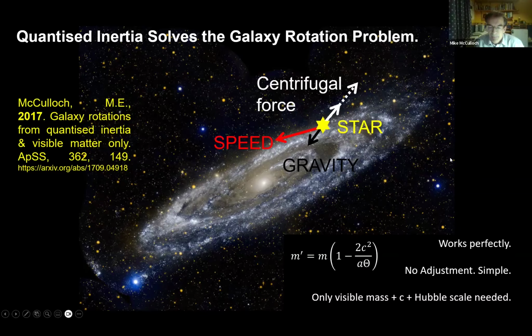It's quite simple. And the only information you need is the visible mass of the galaxy, the speed of light, and the Hubble scale, the size of the cosmos. So I published that in this paper here in 2017. But it's even better than that. The proof gets even better than that.